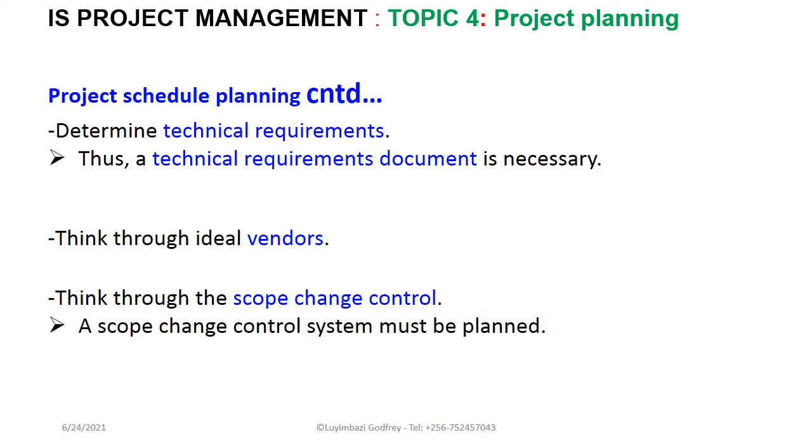We also think through the ideal vendors who are going to supply us with the project resources and logistics that we may need. All these are thought about during the schedule planning process. Now we also think through the scope change control. A scope change control system must be planned. So we also must agree on this scope change control system.